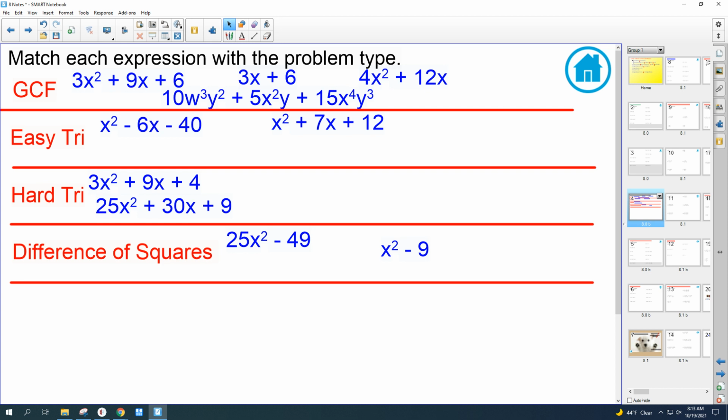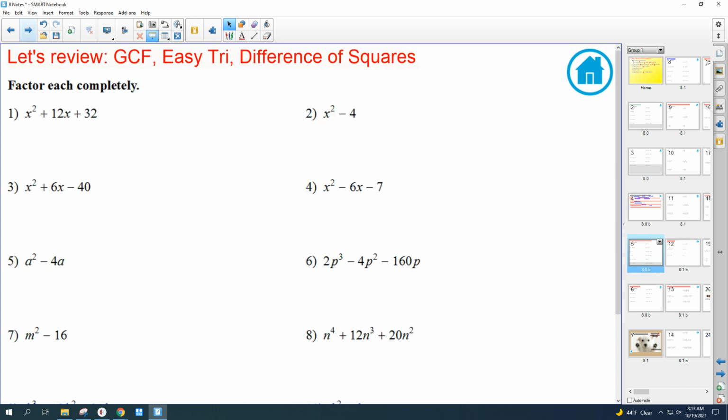Again, why we're doing what we're doing is we're trying to get to problems that we can solve that we couldn't solve by isolating the variable. We're not going to be able to isolate any variables if we tried to solve equations like this. So let's review GCF, easy trinomial, and difference of squares. This is kind of what we talked about in the last lesson.